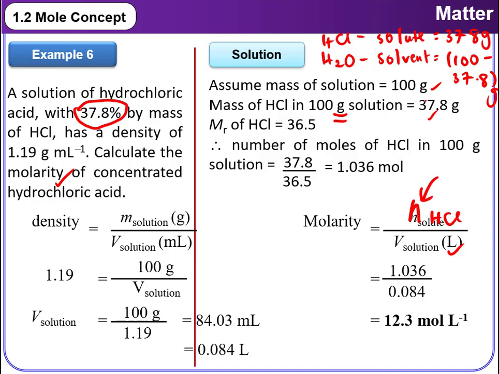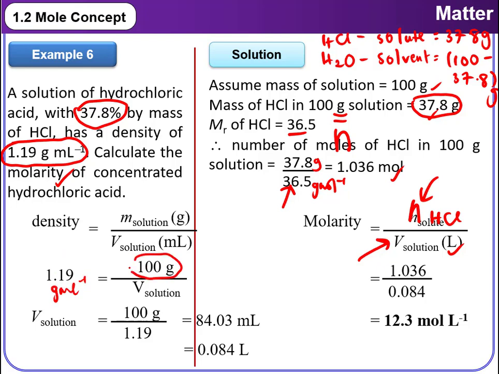How can we calculate the mole of solute? You have the mass already. Right? So what to do is to find the mole of HCl: 37.8 gram divided by the molar mass of HCl. Molar mass of HCl is 36.5. So you have the mole of HCl. Okay, we are done with the first part, the mole of dissolved solute. How about the volume of solution? How can we find the volume of solution? Since the density given to you in the question is 1.19 gram per mil, the density is in gram per mil.